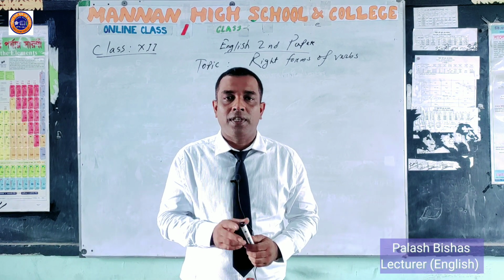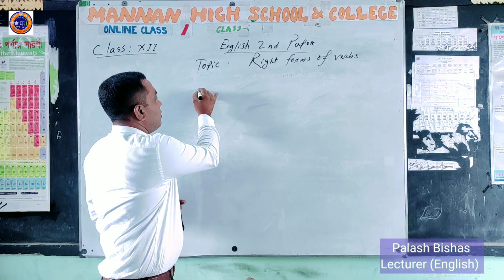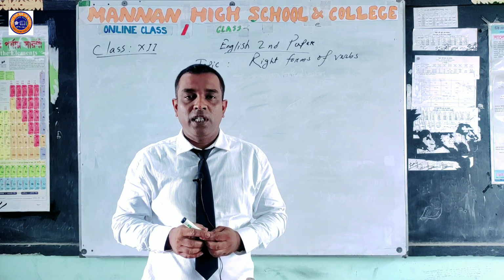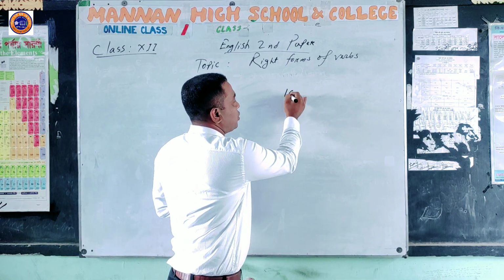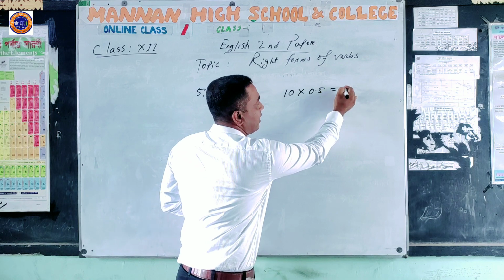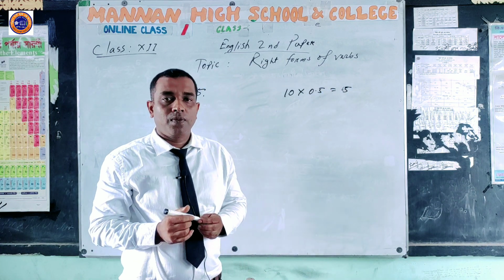Today I will teach you a grammatical topic: forms of verbs. This question will be set in number 5 in your question paper. There will be 10 gaps containing 5 marks. That is, this topic is of 5 marks.